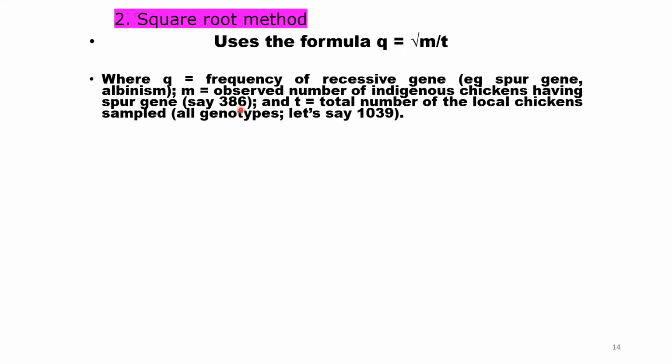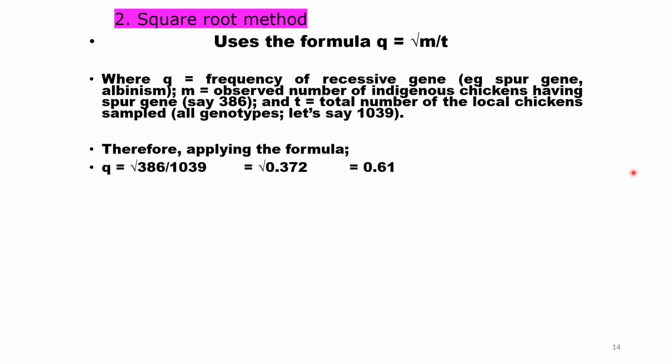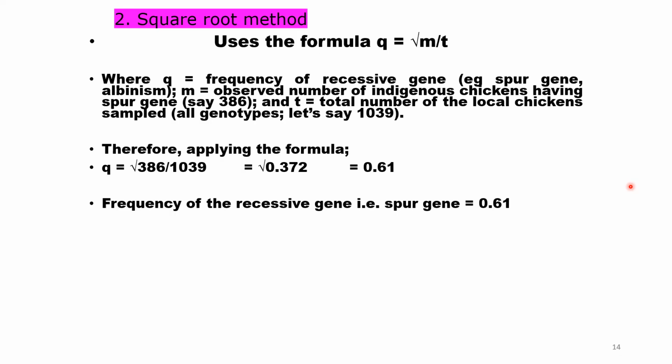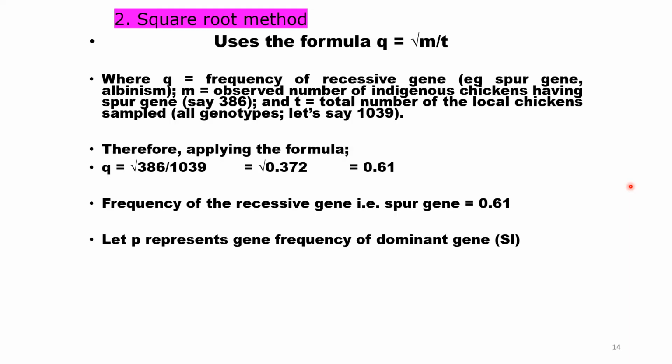So if 386 had the spore gene, which is recessive, then the balance between 386 and 1039 are those that are sporeless. Applying this formula, we get that q equals the square root of 386 divided by 1039. If you do that, it will give you the square root of 0.372, and that equals 0.61. So it means that the frequency of the recessive gene is 0.61.